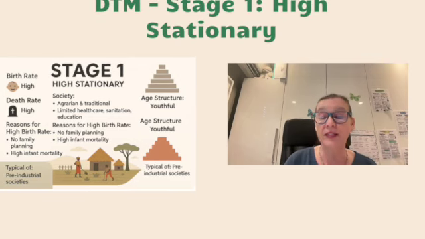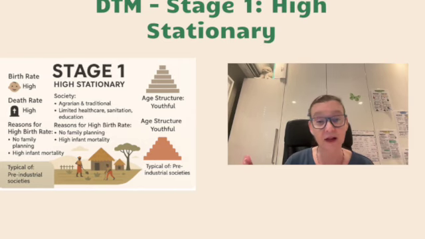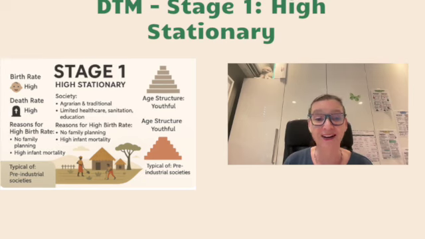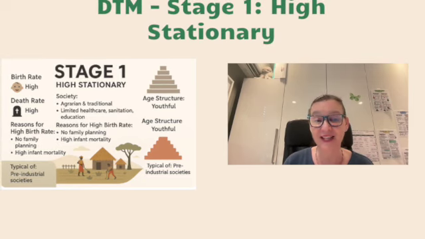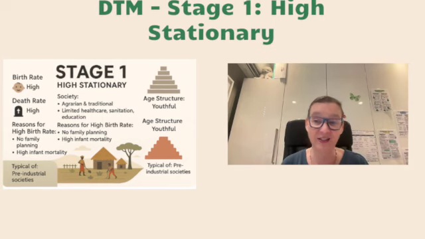The age structure of these societies is youthful. There are lots of children and very few elderly people. So where would you see stage 1 today? Almost nowhere. No modern country is still in stage 1, but it represents pre-industrial societies before the Industrial Revolution.